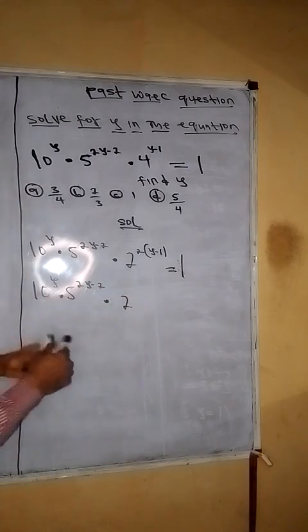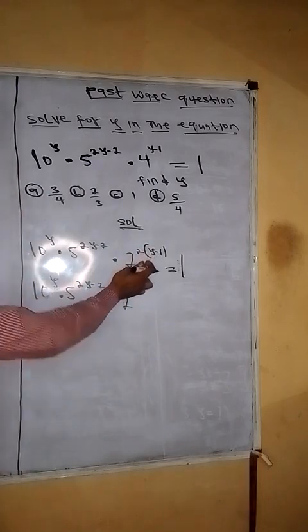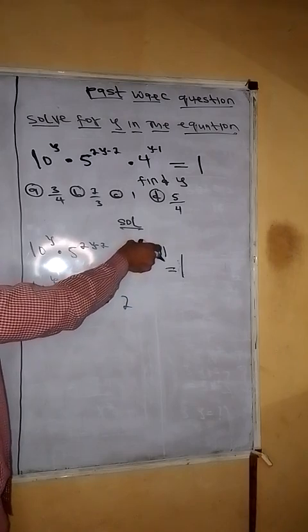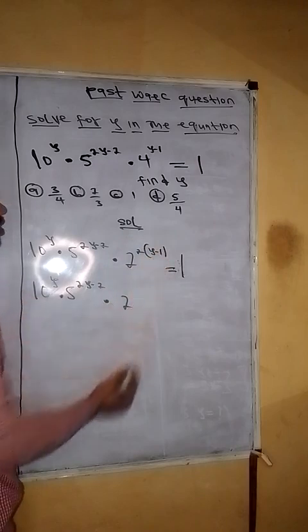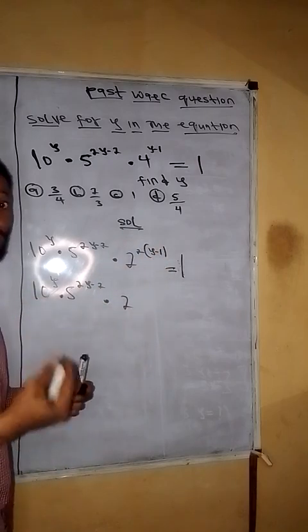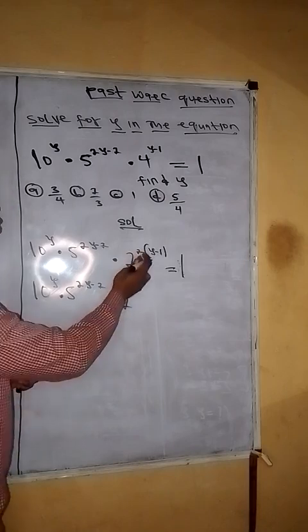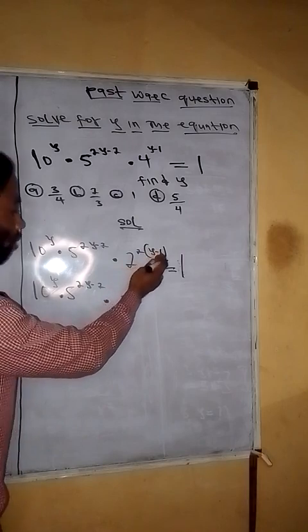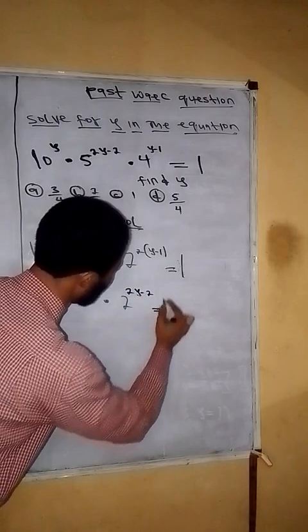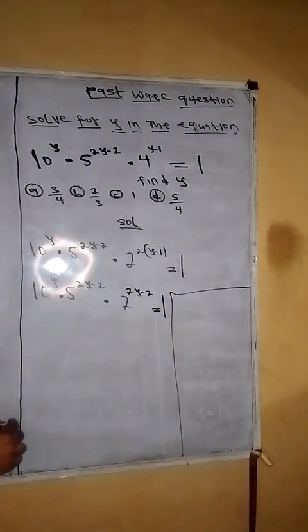Remember, according to the rules of mathematics, whenever a number comes outside the bracket, we can use this number to multiply everything inside the bracket. In mathematics, we call it the distributive law, the law of distributivity. So when we distribute 2 to y and minus 1, we are going to have something like 2y minus 2 is equal to 1.